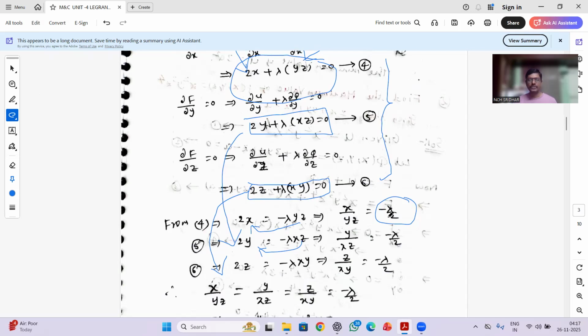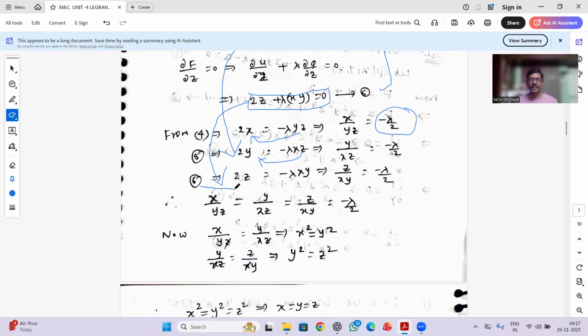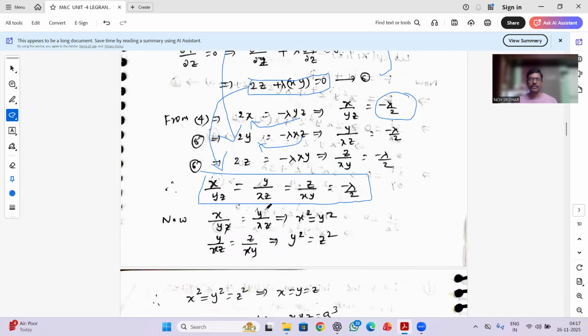Okay, clear? So this is minus lambda by 2, this is minus lambda by 2, this is minus lambda by 2. What does it mean? All are equal. So x by yz is equal to y by xz is equal to z by xy is equal to minus lambda by 2.